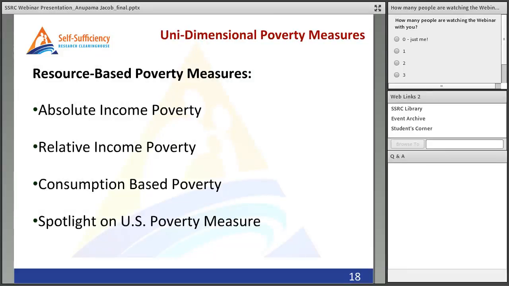Okay, so let's start by looking at unidimensional measures. I will briefly describe three resource-based measures that focus on income or economic deprivation: absolute income poverty, relative income poverty, and consumption-based poverty. And then I will very briefly touch on the U.S. poverty measure.